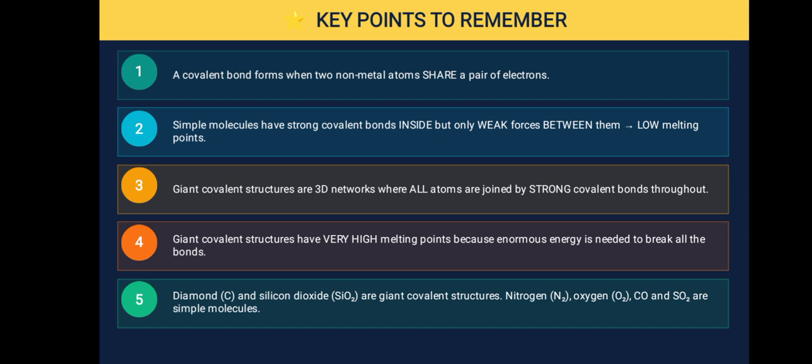Number 3, giant covalent structures are 3D networks where all atoms are joined by strong covalent bonds throughout the entire structure. Number 4, giant covalent structures have very high melting points because breaking all those bonds needs an enormous amount of heat. Number 5, examples: diamond and silicon dioxide are giant covalent structures, while nitrogen, oxygen, carbon monoxide and sulfur dioxide are examples of simple molecules. These 5 points cover everything you will have to learn for this topic.